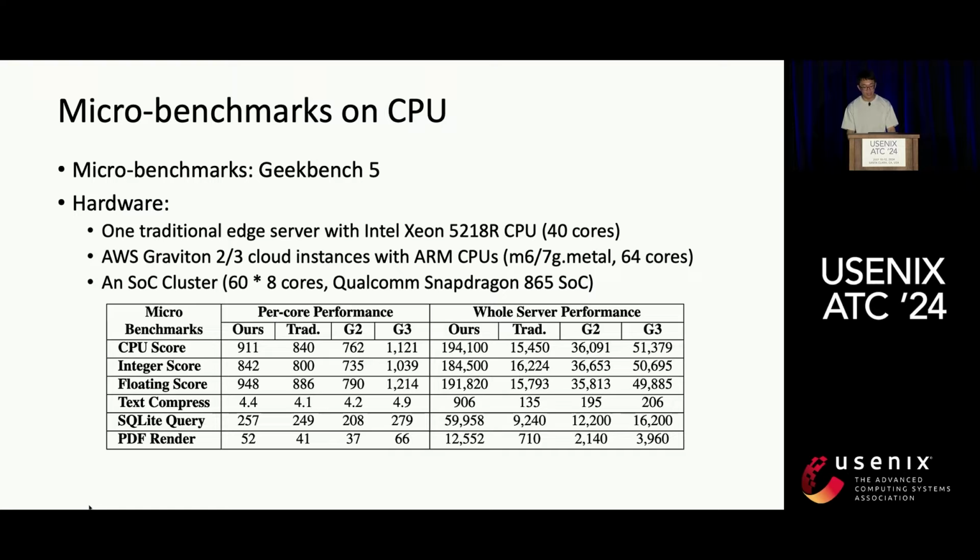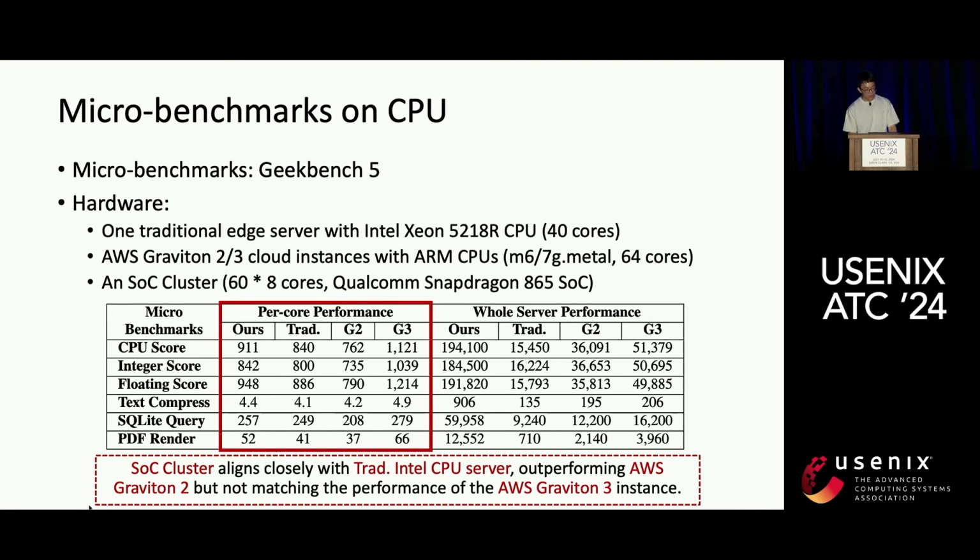Before we go to the end-to-end edge applications, we use one cross-platform benchmark, Geekbench 5, to conduct macro benchmarks to compare the CPU performance with other servers. Here we select different hardware, including one traditional edge server with an Intel Xeon 5 series CPU with 40 cores, and 2 cloud instances, the AWS Graviton 2 and Graviton 3. The SoC cluster used in our study consists of 16 Qualcomm Snapdragon 865 mobile SoCs, and it has 480 cores in total.